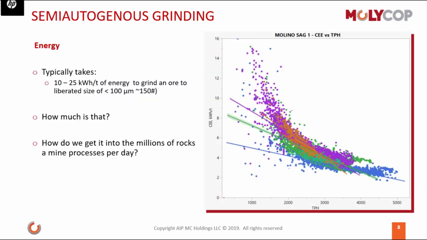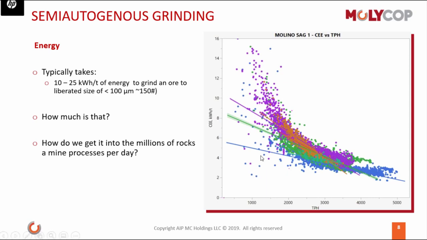Also, it's important to know that the energy, as in all comminution processes, is the key for doing the grinding process. You can see that in semi-autogenous grinding, usually you take between 10 to 25 kilowatt-hours per ton to obtain a liberated size, the minus 100 microns. So how much is that? Is it high or is it low? It depends. It depends on the ore. You have to determine the specific energy consumption for your ore.